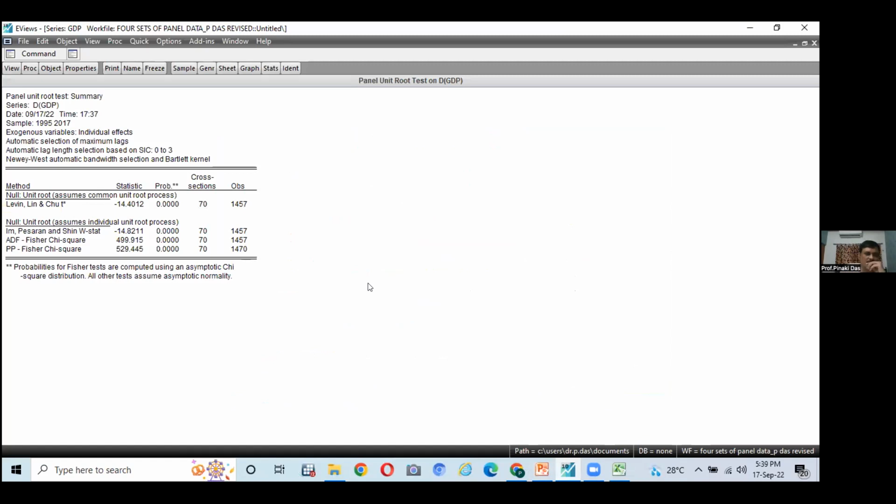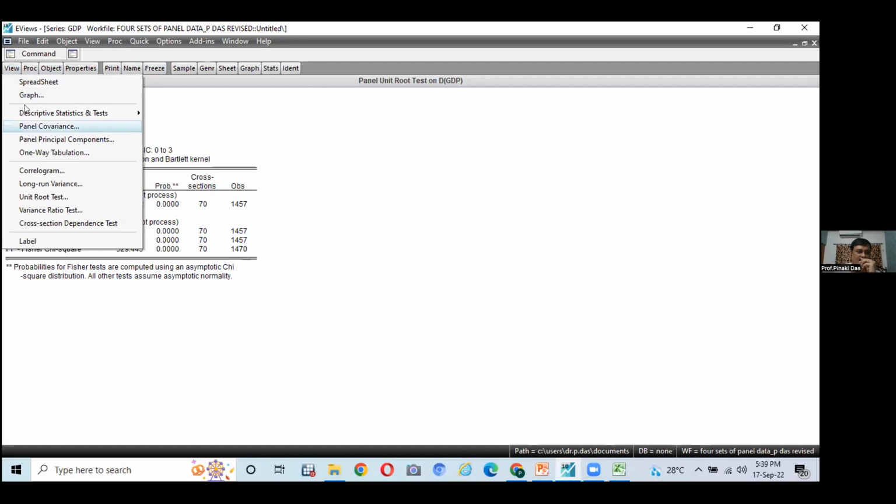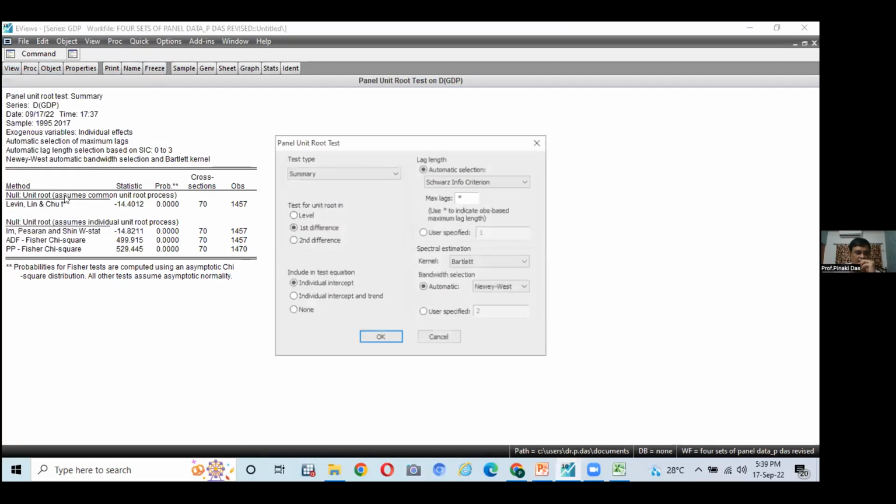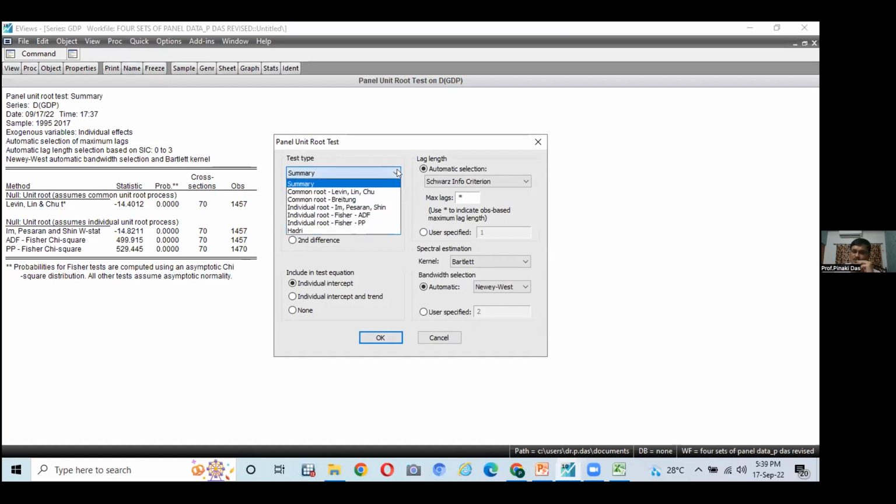Okay. Are you able to understand the concept of the panel unit root test for a particular variable? Yes, sir. Good. Now I consider another variable. But there are so many other alternative methods. I have considered only a few. First I considered the summary method, not all methods. Then in the test equation, there are three alternatives. I only considered individual intercept. You should also try individual intercept and trend, and none.